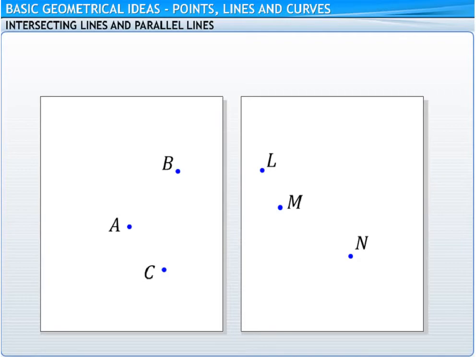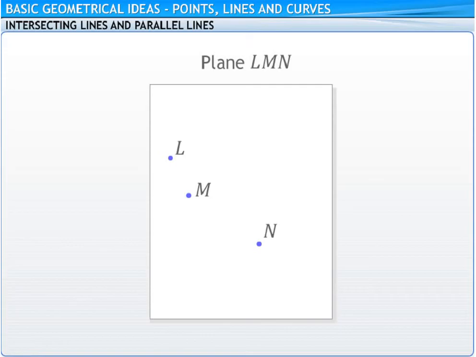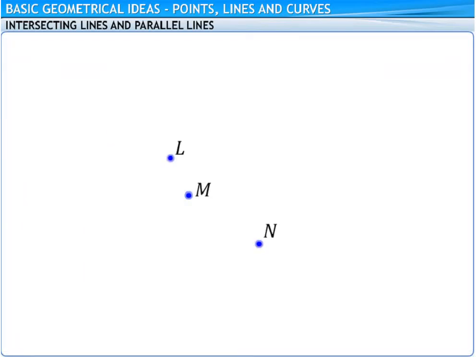Now, can we name a plane? A plane is always represented by a minimum of 3 points. So, the first plane can be called plane ABC, and the second plane can be called plane LMN. Next, let's consider plane LMN. Apart from points L, M, and N, an infinite number of points can be contained within a plane.